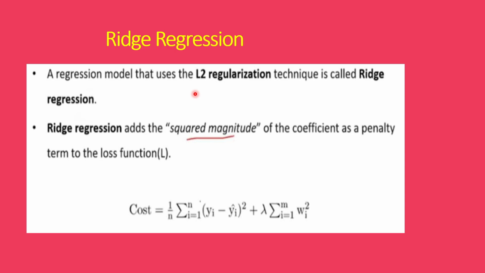Ridge regression. A regression model that uses the L2 regularization technique is called ridge regression. Ridge regression adds the squared magnitude of the coefficient as a penalty term to the loss function. Here we can see that we are squaring the weight, so we get positive values. Here lambda indicates the regularization value. This is the cost function.